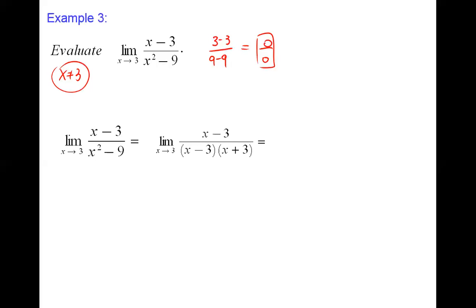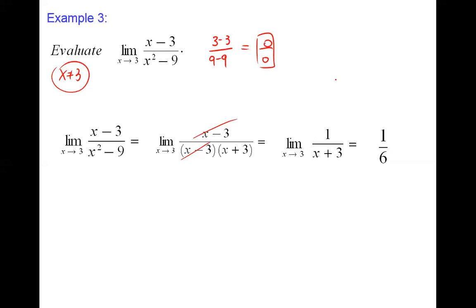We can see the denominator is easily factored like that: (x minus 3) over (x minus 3)(x plus 3), and that's my common factor, the 0, gone. We get 1 over 6. That means at 3, we will have an open dot, an open circle, and the level will be 1 over 6.